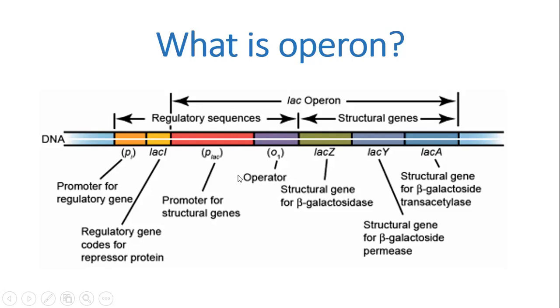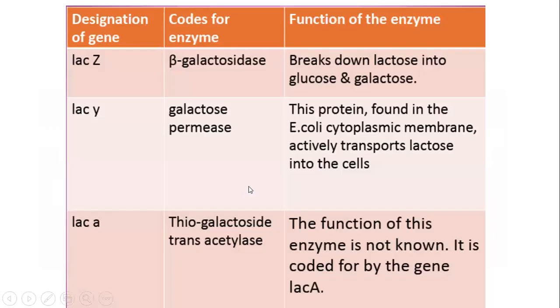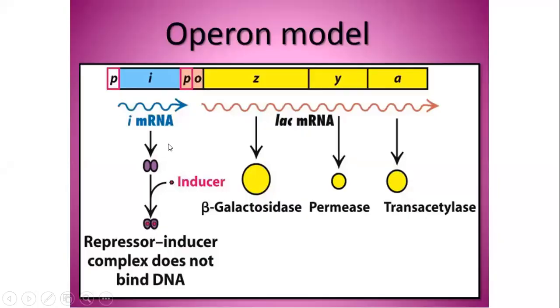This site binds a protein called the lac repressor, which is a potent inhibitor of transcription when it is bound to the operator. The lac repressor is encoded by a separate regulatory gene, LacI, which is also a part of the lactose operon. LacI is situated upstream of the lac promoter, P-lac.